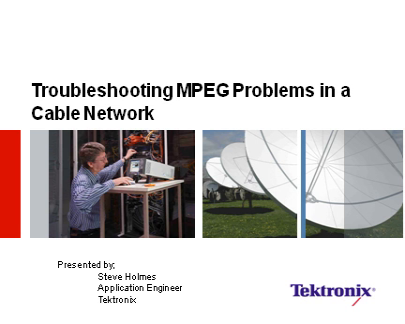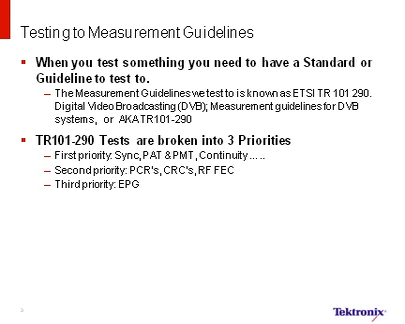Today we're going to look at troubleshooting MPEG in a cable TV network. When we test, it's nice to have a guideline or a measurement tool to test to. In the MPEG world, we have a measurement guideline known as ETSI TR 101290, or simply 101290.